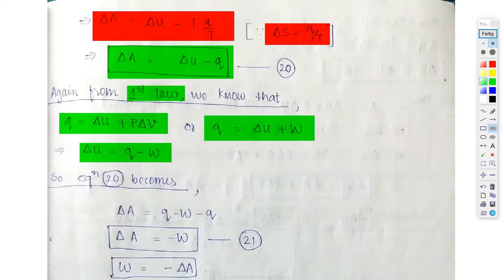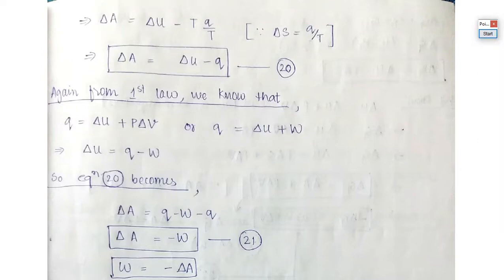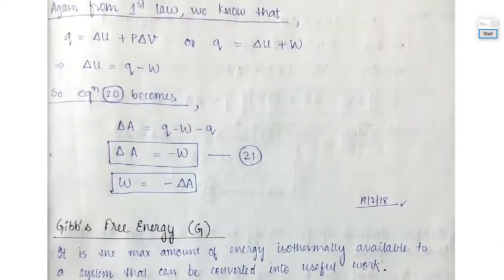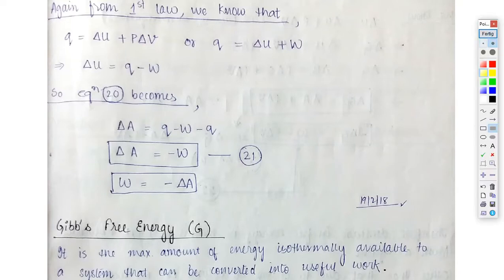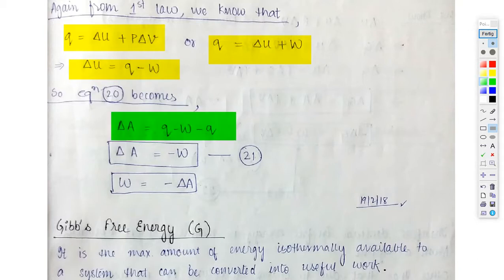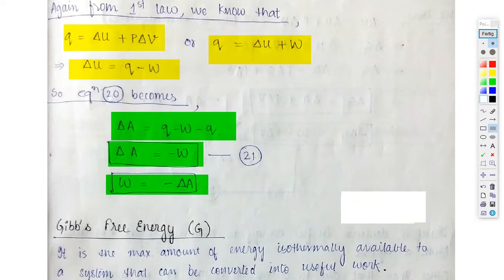If you substitute the internal energy into this equation, with a simple substitution, we get delta A equals negative of the work done, so work done equals negative of delta A. This means the effective work equals the negative of the change in the Helmholtz function.